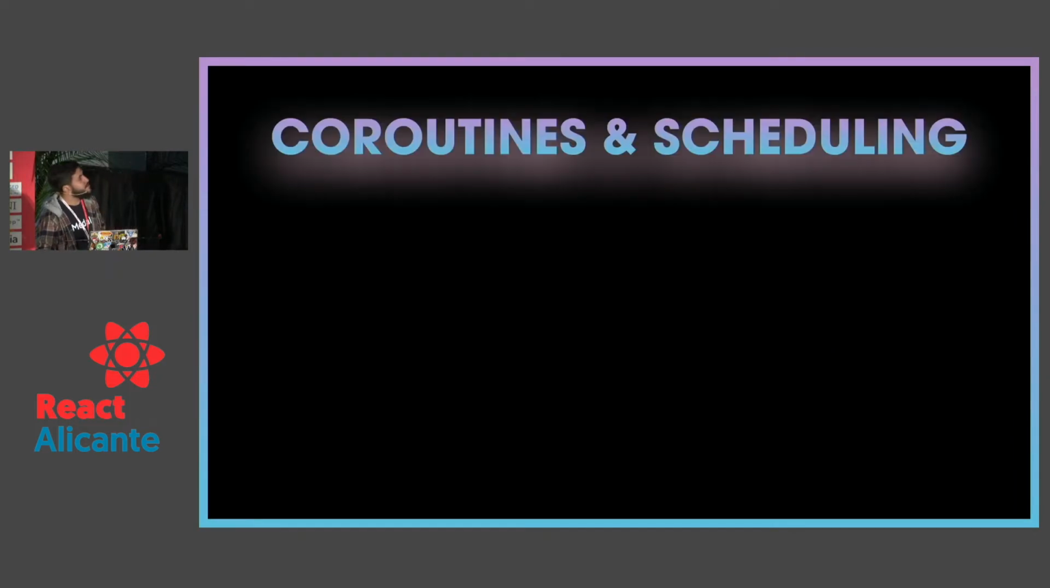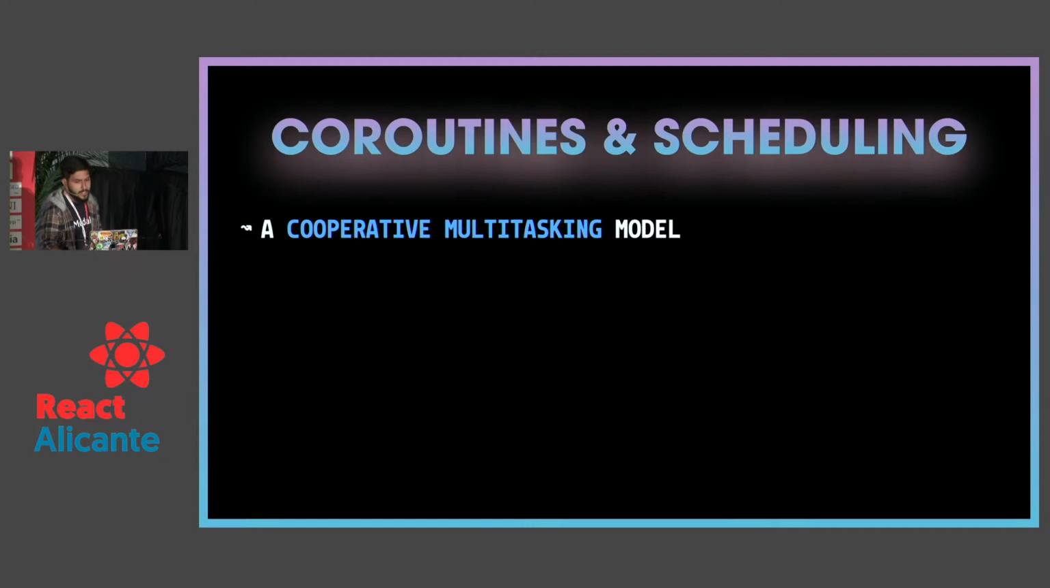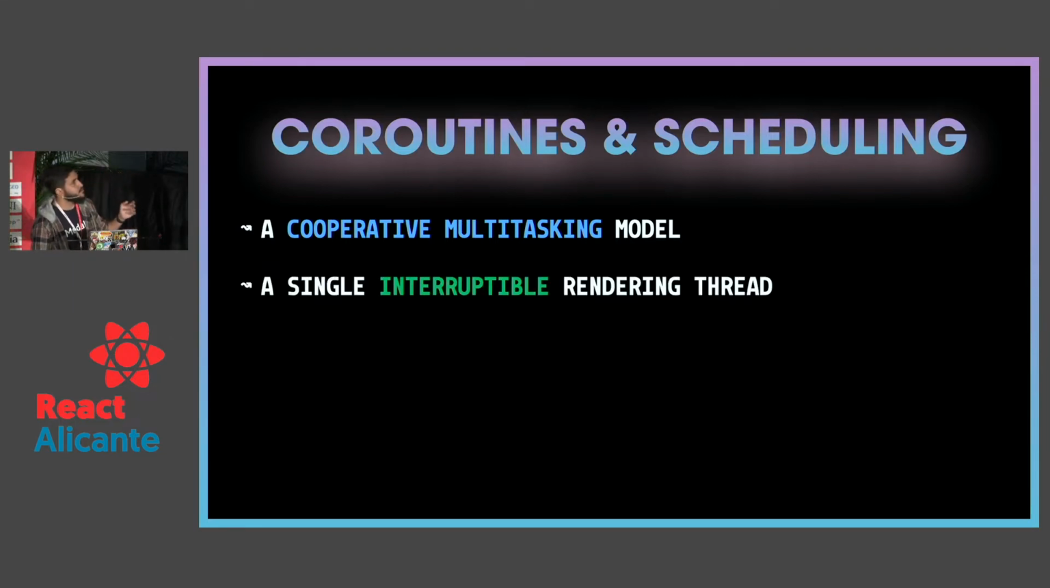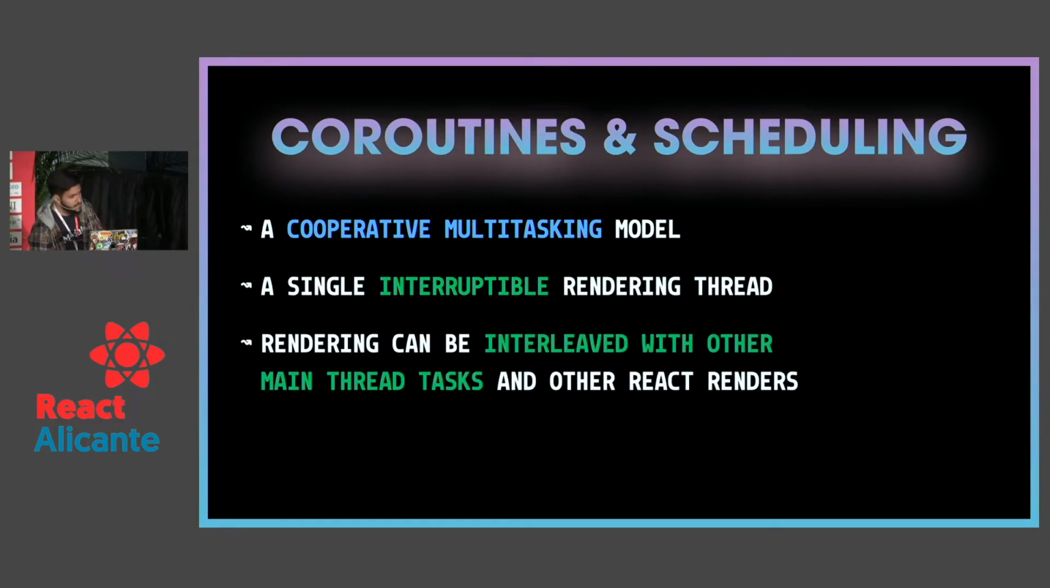So back to coroutines and scheduling in React. What we have in React is a cooperative multitasking model. So we don't have WebAssembly, we don't have workers, we don't have anything like that for parallelism. What we have is a single thread for rendering that is interruptible. Because of that, rendering can be interleaved with other work in the main thread, including other work from the browser and other React renders, for example.